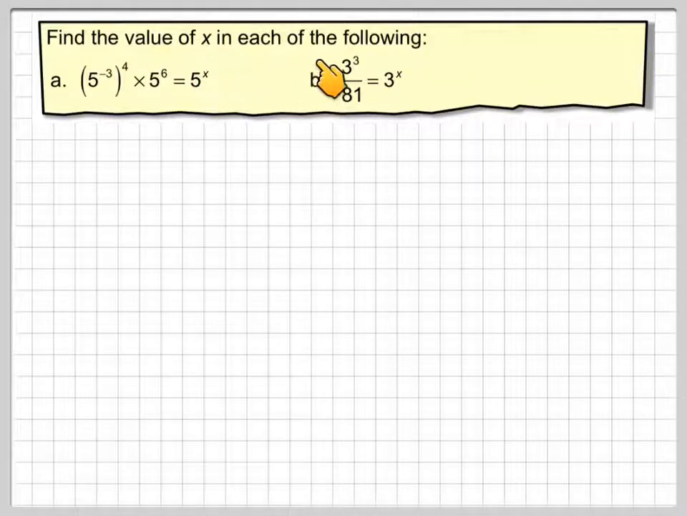Find the value of x for each of the following. (a) 5 to the minus 3, all to the power of 4, times 5 to the 6, is 5 to the x, and (b) 3 cubed over 81 is equal to 3 to the x.